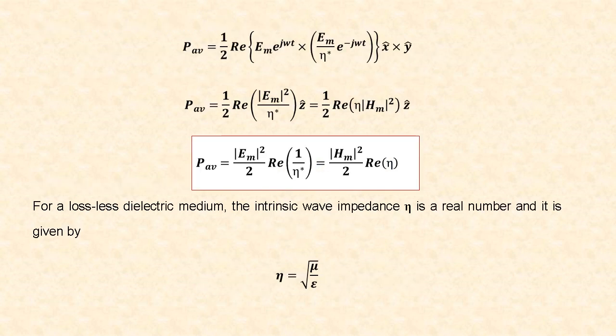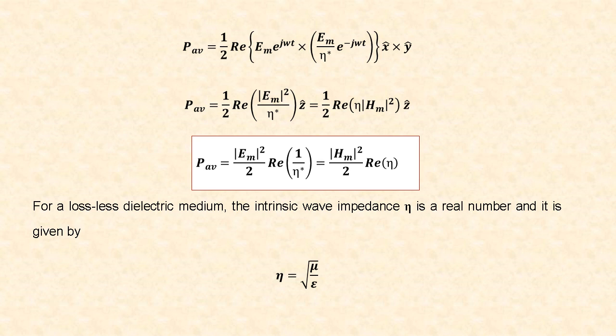Now the average power is half into real part of Em e power j omega t into the conjugate, we are writing as Em divided by eta into e power minus j omega t, because conjugate is nothing but negative of imaginary part, into x cap cross y cap, which is equal to half into real part of Em square by eta conjugate into x cap cross y cap, which is nothing but z cap, because z vector is mutually perpendicular to x cap and y cap.